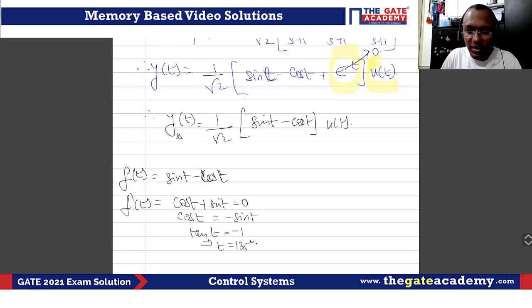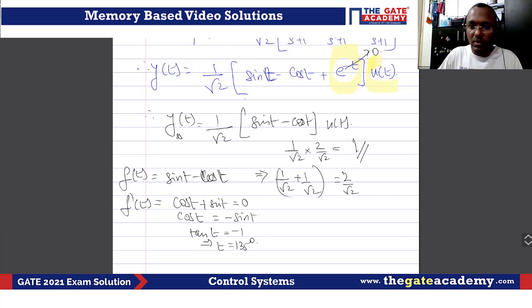which implies t is equal to 135 degrees. At t equal to 135 degrees, the value of this will be 1 by root 2 minus sin... cos 135 will be minus 1 by root 2. Minus of minus will become plus 1 by root 2. So this will be 2 by root 2. If I substitute this here, I will get 1 by root 2 into 2 by root 2. U of t is 1. So effectively this will be 1. So this is the answer. The maximum y of t in steady state will be 1.